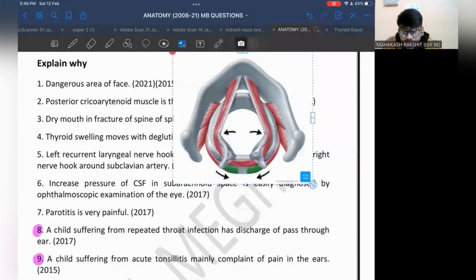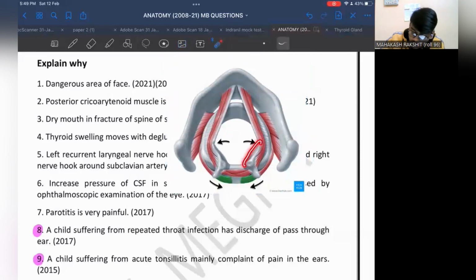Here the muscle shown in green color is the posterior cricoarytenoid, and this cartilage is the arytenoid cartilage, and this is the muscular process. This posterior cricoarytenoid is attached to the posterior surface of the muscular process of the arytenoid and to the posterior part of the cricoid cartilage. As this muscle contracts, it pulls the muscular process posteriorly, and as a result the vocal folds go away from each other. It is called the abduction of the vocal folds, thereby allowing the airflow.